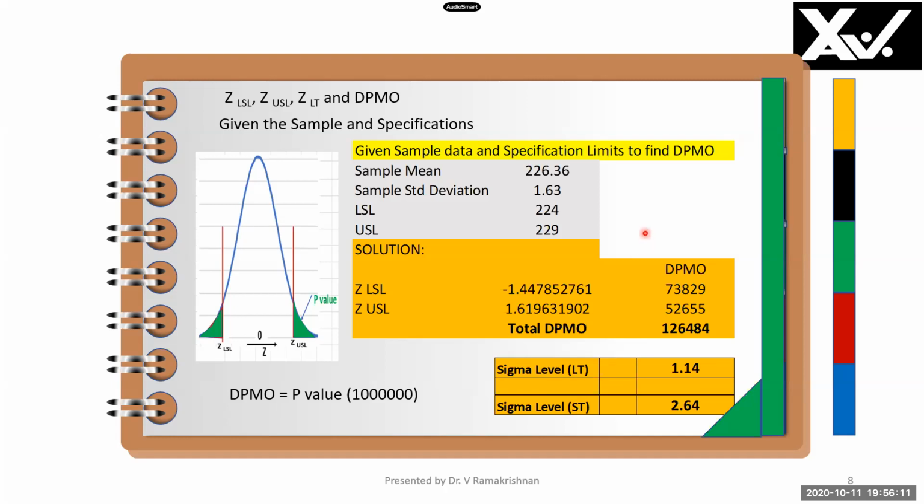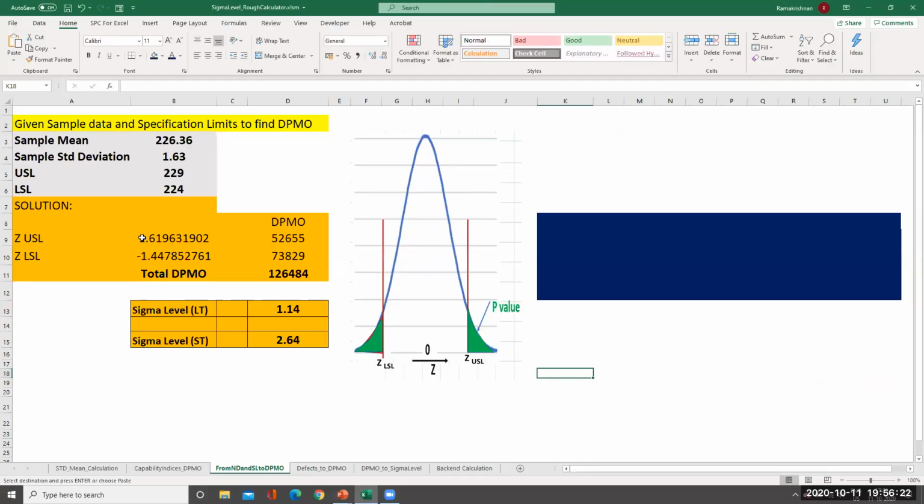Now we will go to this Excel sheet. This is a value here, the USL. I'll just give you the formula here so that you'll be able to see it clearly. DPMO is equal to P value times 1 million. Then for USL, Z value is calculated like this. You can check how it is calculated for LSL: B5 minus B3 by B4, B6 minus B3 by B4. So B3 is mean, B4 is standard deviation, B5 is the USL value, and B6 is the LSL value, 224.